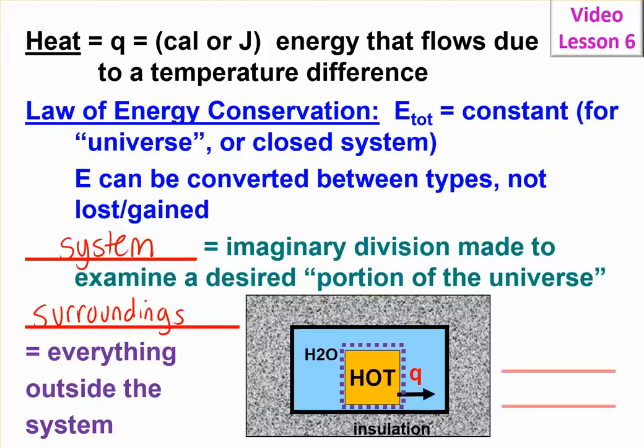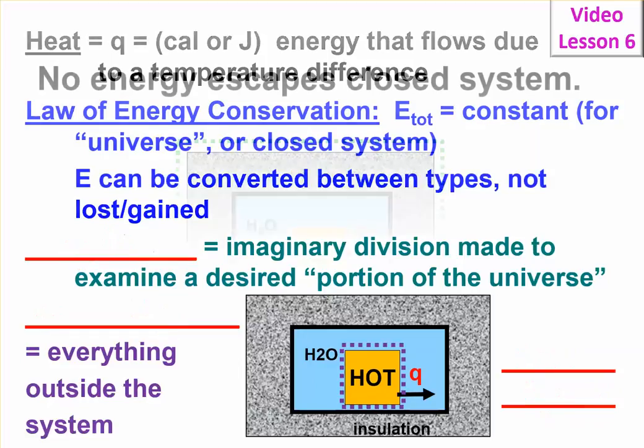System and surroundings give me a good way to talk about that and also do calculations. Now this system is an open system because there is something crossing the boundary. We have heat crossing the boundary, so then it's considered open. A closed system has nothing crossing the boundary.